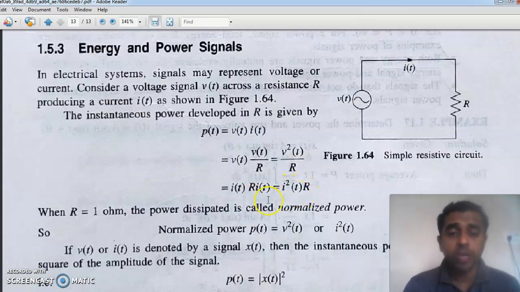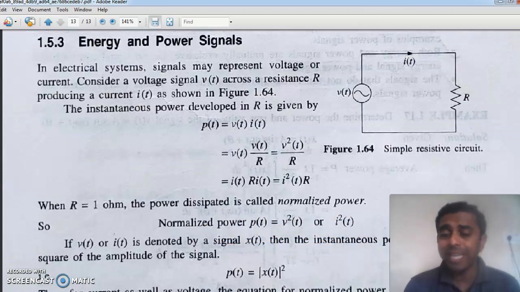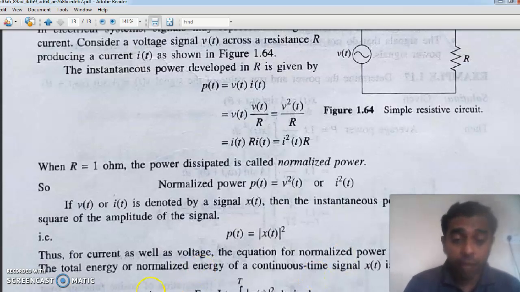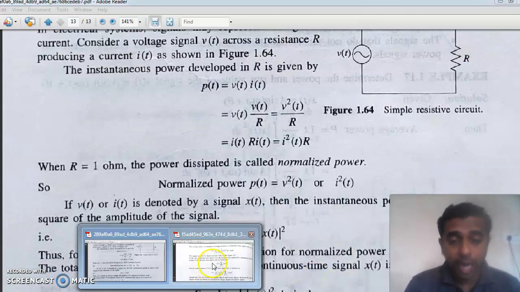Suppose you want to get a normalized power, what is normalized power? Just put the value of R equal to 1. If you put R equal to 1, normalized power P of t is nothing but V square of t or I square of t. So instantaneous power is nothing but you find the absolute square of the signal, then you get the instantaneous power. Now what about the average power? So we'll see the average power.